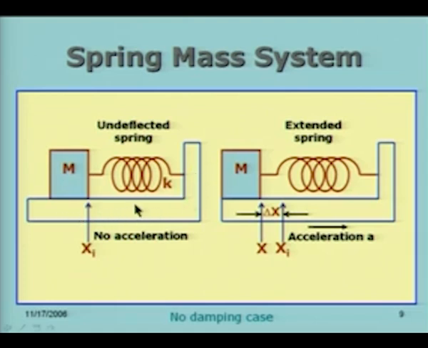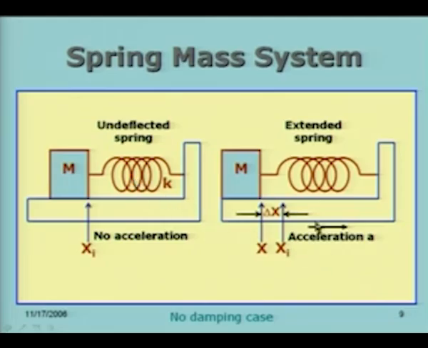The acceleration is directly applied onto the table, and the table is the one which is going to be accelerated. This is like a table on which I have a mass, and for the moment we will assume that there is no friction between the mass m and the table, and the spring has a spring constant of k. When the spring is undeflected, it means there is no force and no acceleration, so m is sitting just there. This length of the spring will be the undeflected length of the spring.